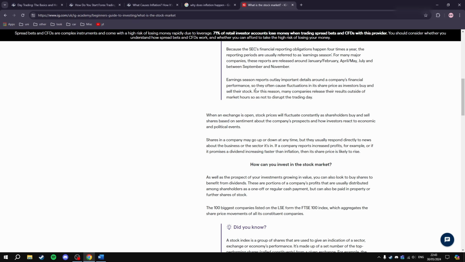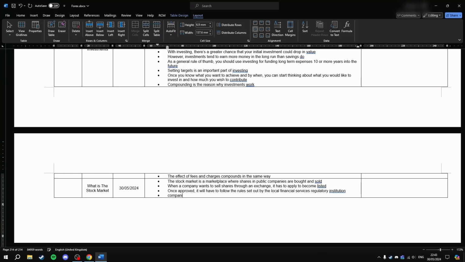Earnings season reports outline important details around a company's financial performance, so they often cause fluctuations in its share price as investors buy and sell their stock. For this reason, many companies release their results outside of the market hours so as not to disrupt the trading day.